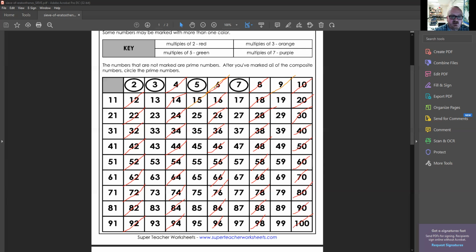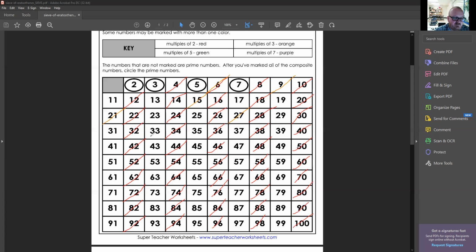15, yeah. 18, yep, already crossed off. 21, because that's 3 times 7. 3 times 8 is 24. 3 times 9 is 27. Looks like I'm crossing that off. 3 times 10 is 30.